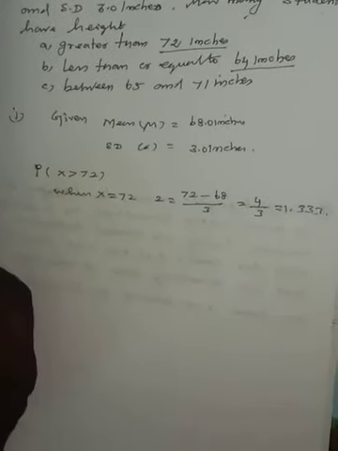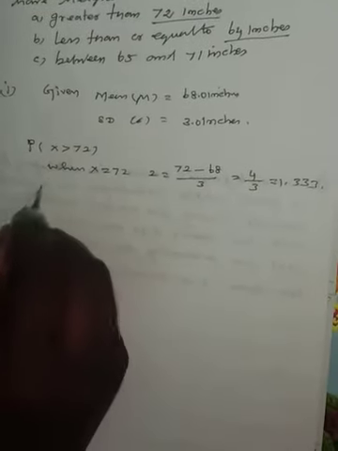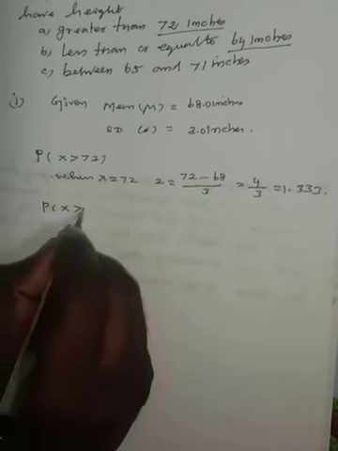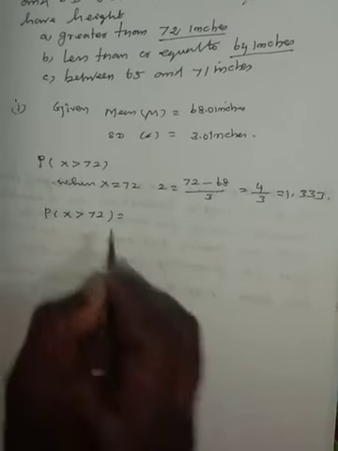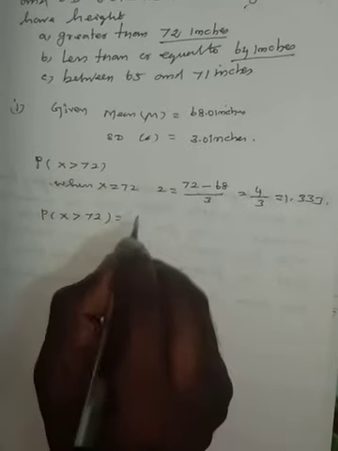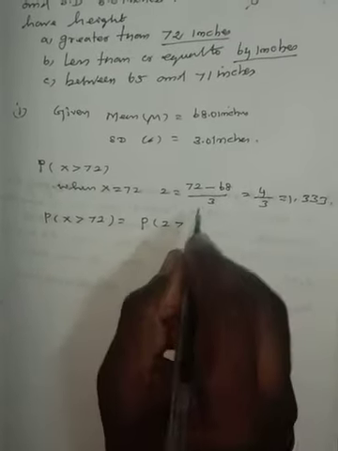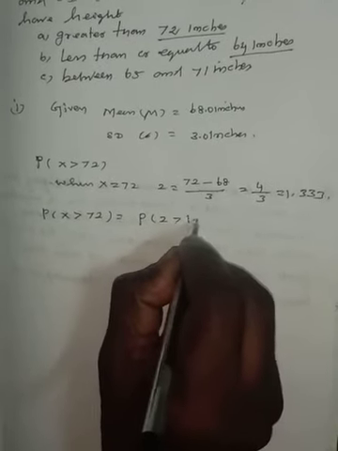Next, the diagram. P of x is greater than 72 means, in terms of z, the probability of z is greater than 1.33.